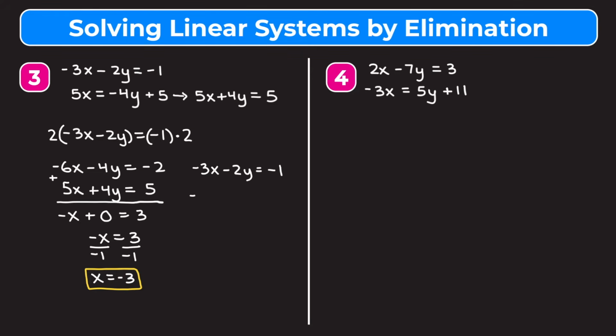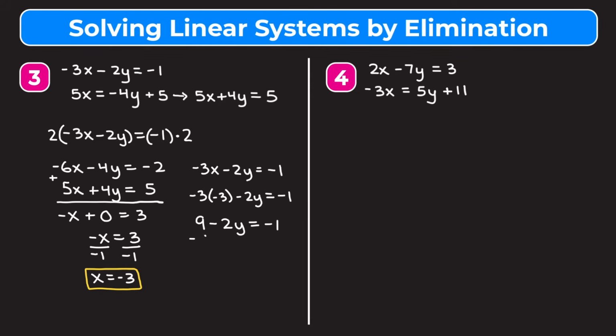And I'm going to replace x with our x value of negative 3. And now I want to solve for y. So negative 3 times negative 3 is positive 9. So I have 9 minus 2y equals negative 1.